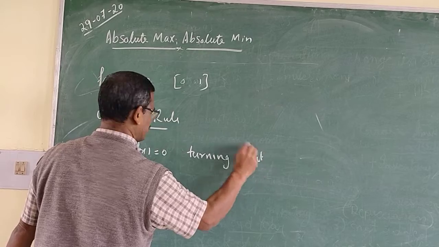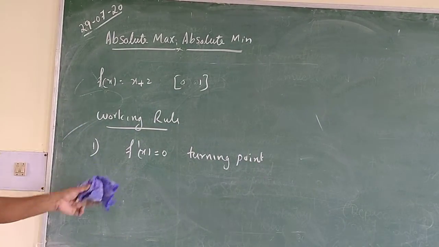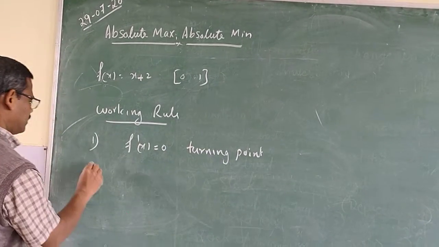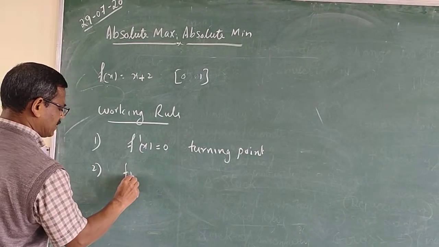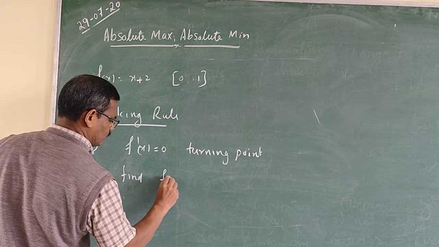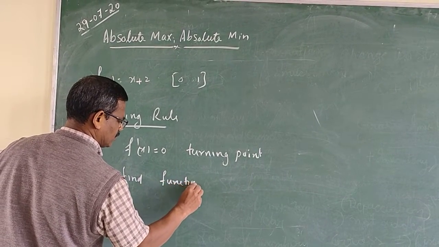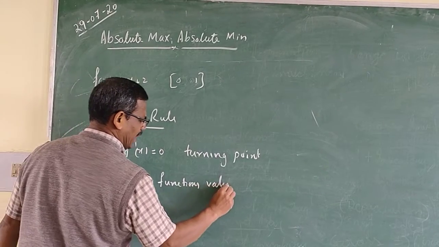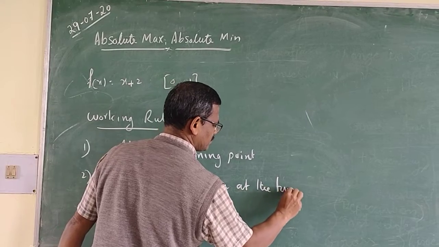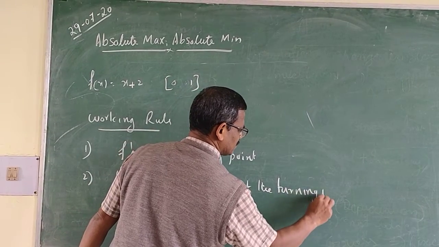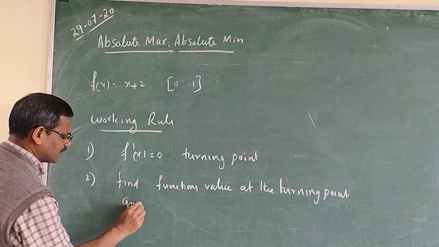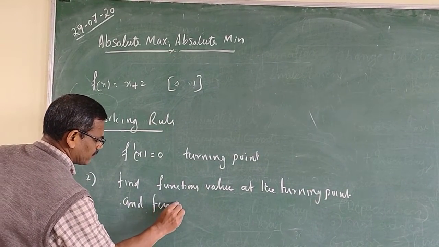So what we will do is, first we find out f dash x and equate it equal to 0, solve it to get the turning point. Then find the function's value at the turning point and the function's value at the extreme point.